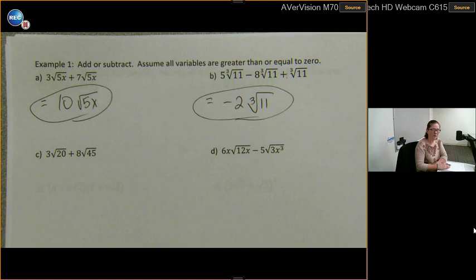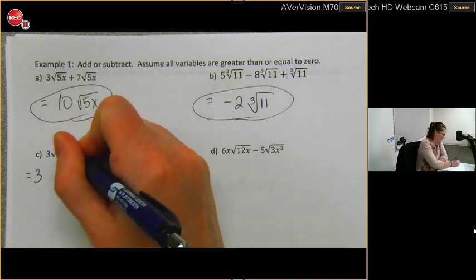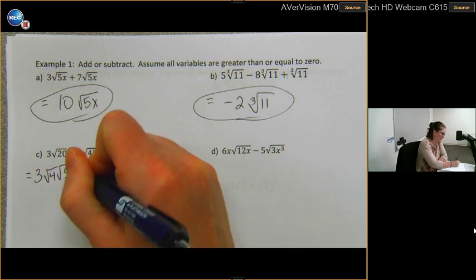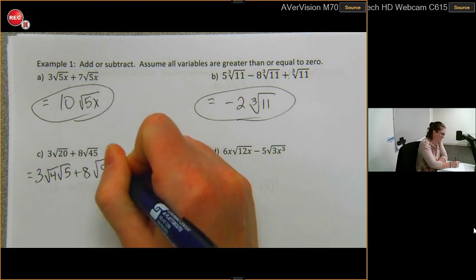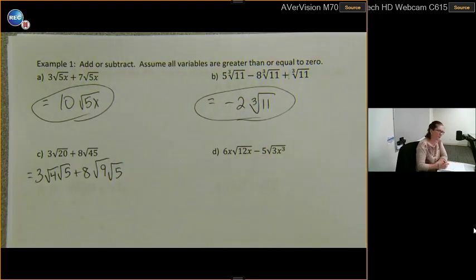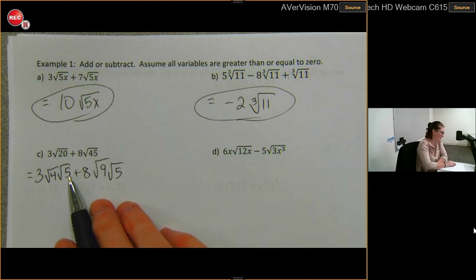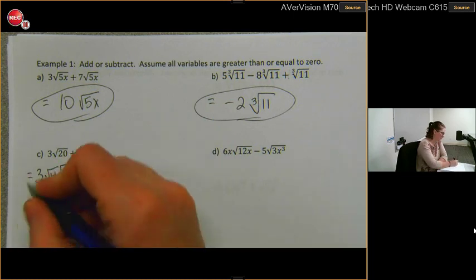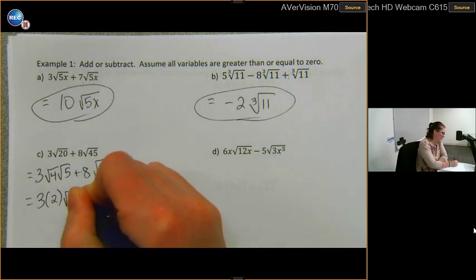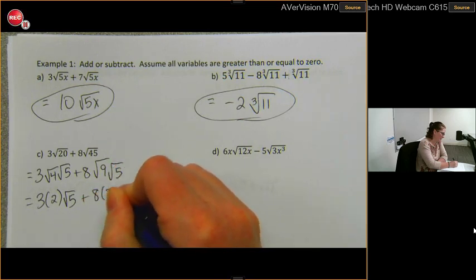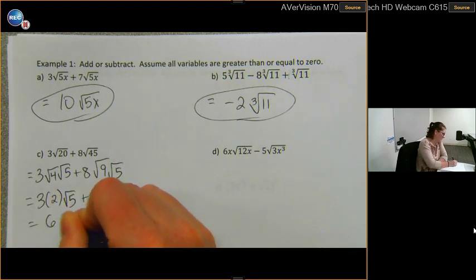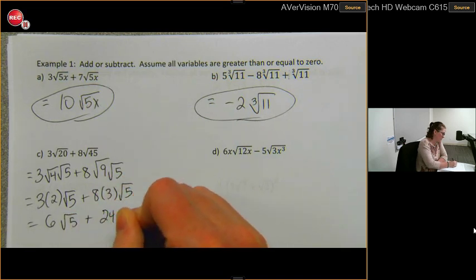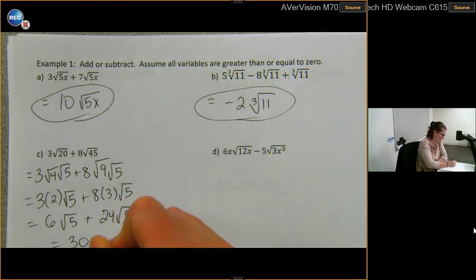Letter C, we do not have like radicals. 20 and 45 are not the same, but they can both be simplified. So I'm just going to carry down the 3. 20 is 4 times 5. 45 is 9 times 5. And the reason I chose to use 4 times 5 for 20 is because I know the square root of 4. Same thing with 9 times 5, I know the square root of 9. So you're picking numbers that you know the square root of. So we have 6 square root of 5 plus 24 square root of 5, making 30 square root of 5.